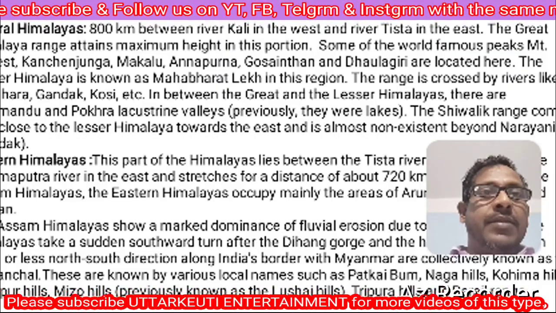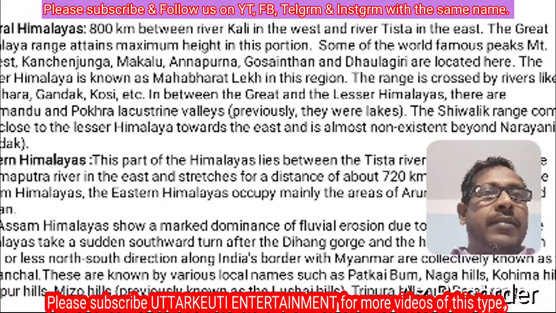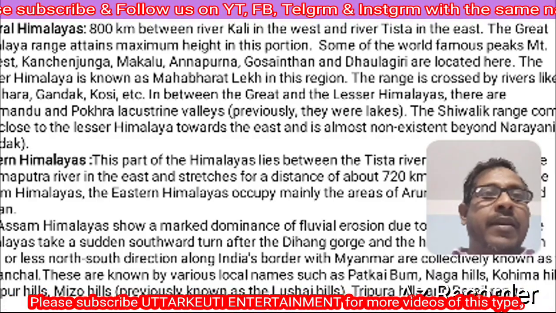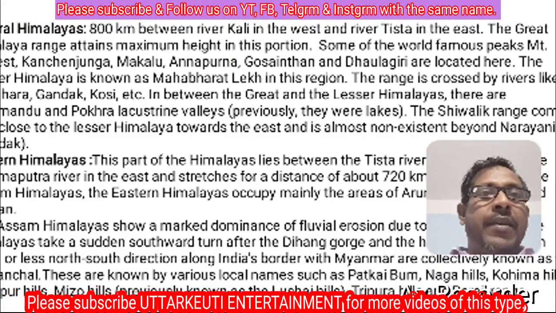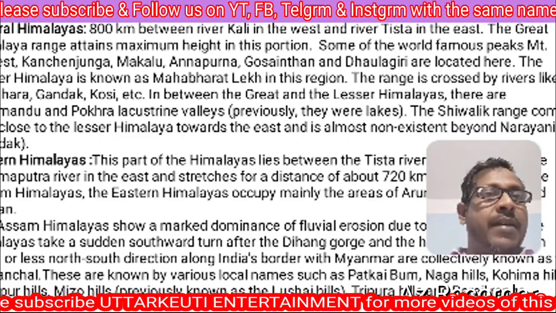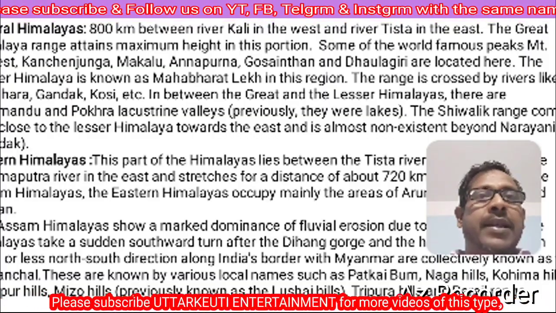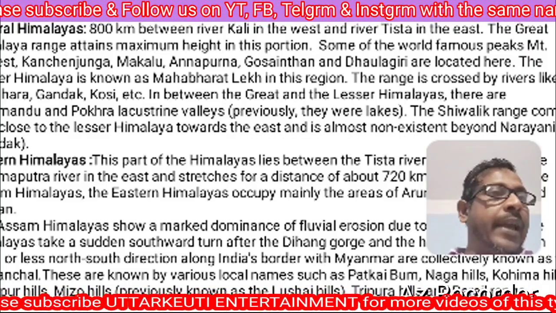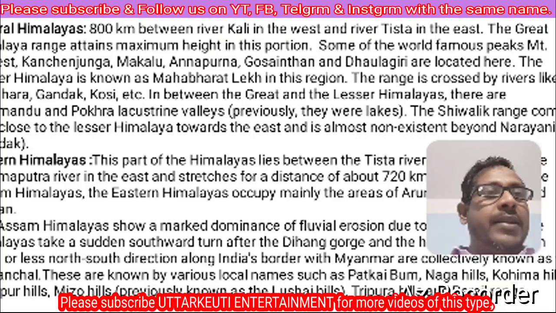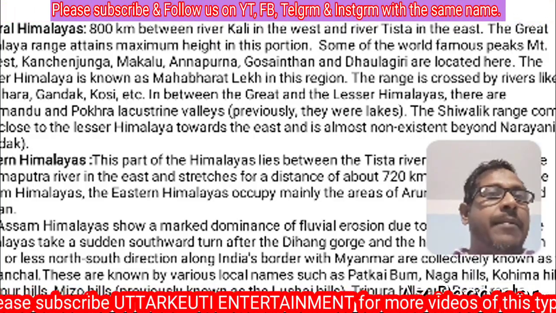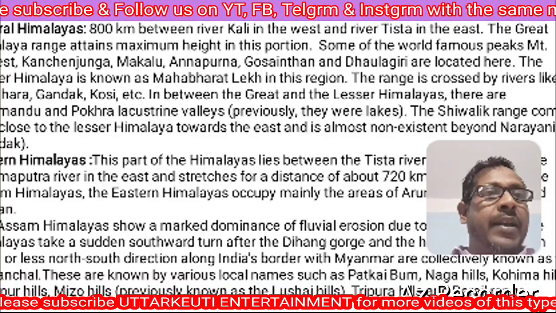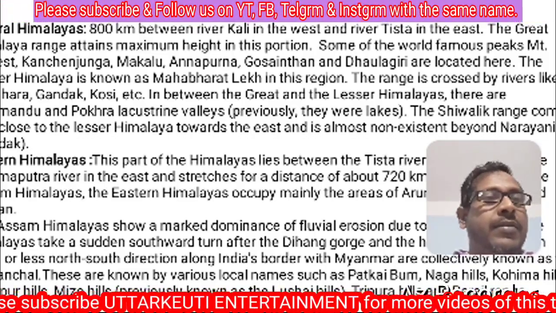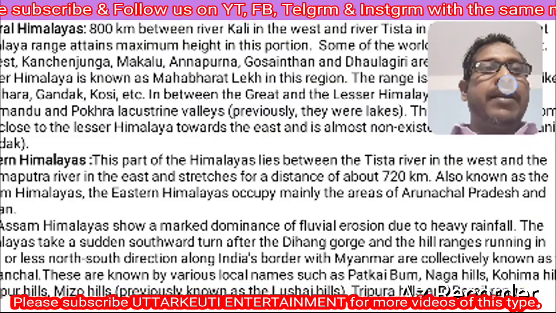The lesser Himalayas is known as Mahabharat Range. In this region, the range is crossed by rivers like Ghagara, Gandak, Kosi, etc. In between the Great and the Lesser Himalayas, there are Kathmandu and Pokhara, lacustrine valleys. Previously, they were lakes. Now, they are no more lakes. The Shivalik range comes very close to the Lesser Himalayas towards the east and is almost non-existent beyond Narayani Gandak. So this is Central Himalayas.